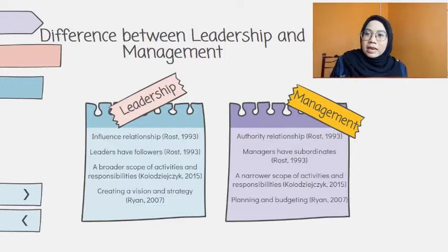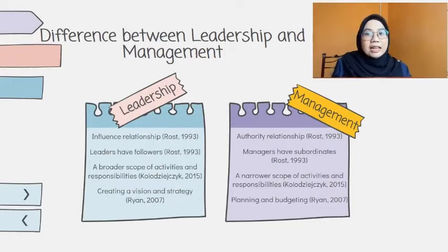Another difference between leadership and management is that leadership has a broader scope of activities and responsibilities as compared to management, which has a narrower scope of activities and responsibilities. For example, managers can be subordinates too. When they receive a task from their higher-ups, their responsibility is to make sure that the task gets done, which may include telling people what to do. Managers will organize and pass on the job to their subordinates, in this case, the leaders.